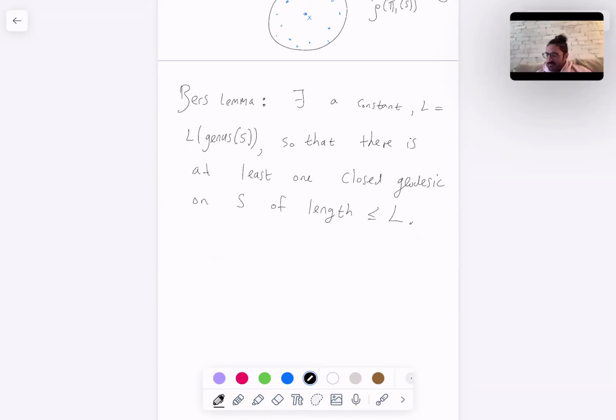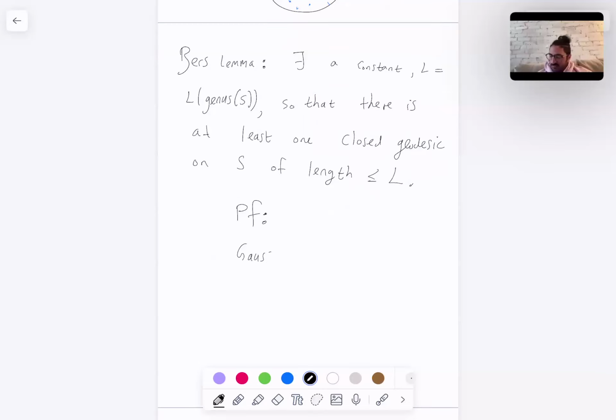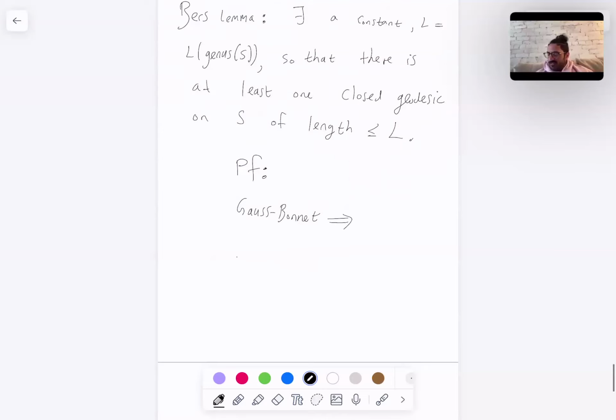Now, what's the proof of this? The proof of this is very simple, actually. It relies on the Gauss-Bonnet theorem from classical Riemannian geometry. Okay, the Gauss-Bonnet theorem applied to triangles in the hyperbolic plane immediately tells you that the area of a hyperbolic triangle where the interior angles are beta, alpha, and gamma is pi minus the sum of those angles.